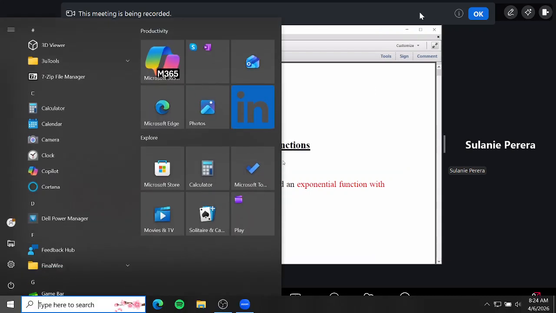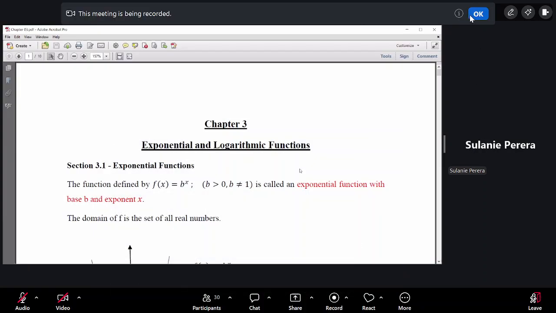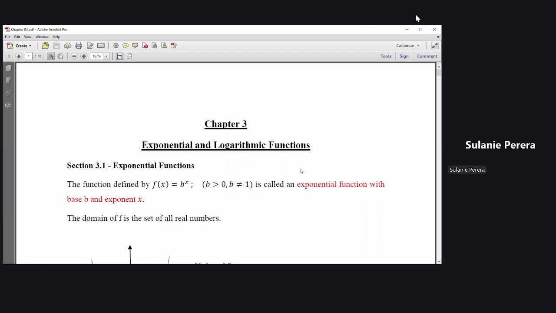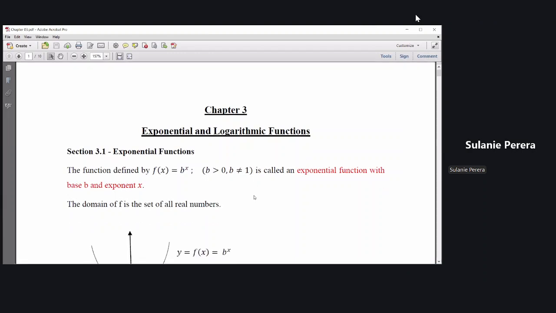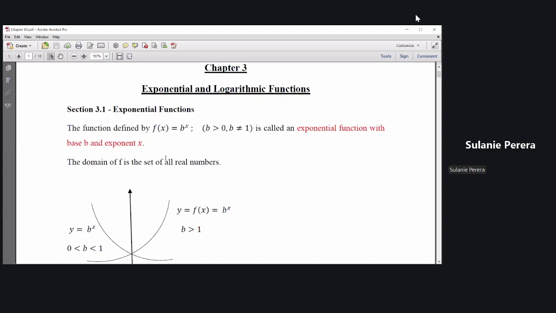Today we are going to start chapter 3. In chapter 3, we are going to talk about exponential and logarithmic functions. I hope you all may have done these in school. So what do you mean by an exponential function? An exponential function is defined by f(x) equals b to the power x.